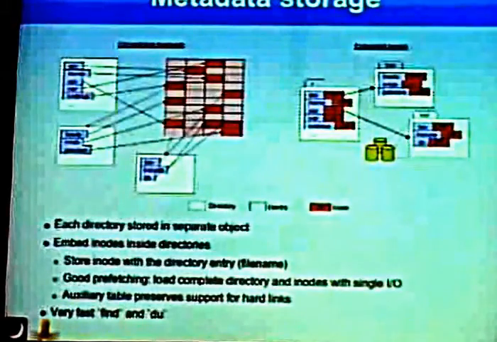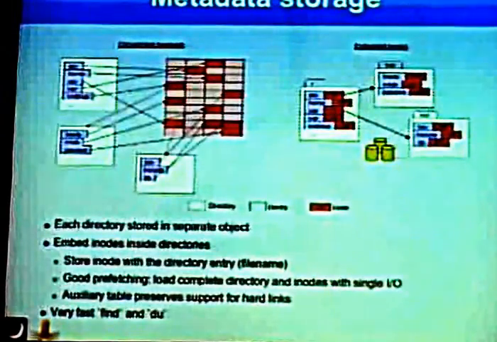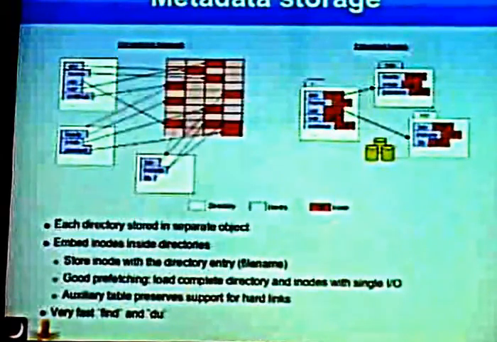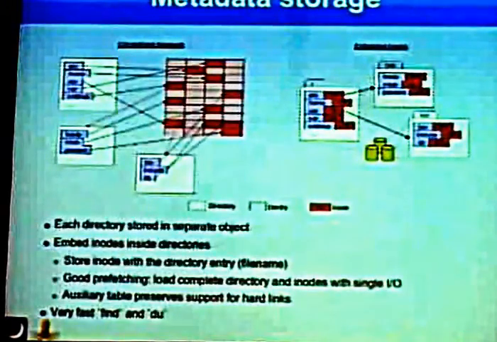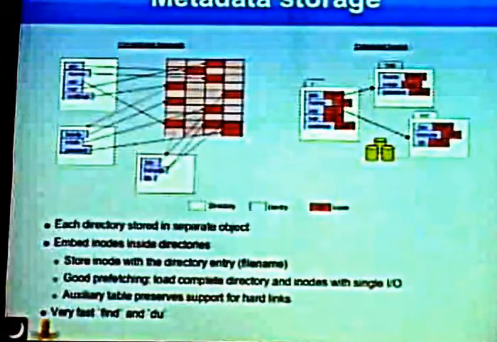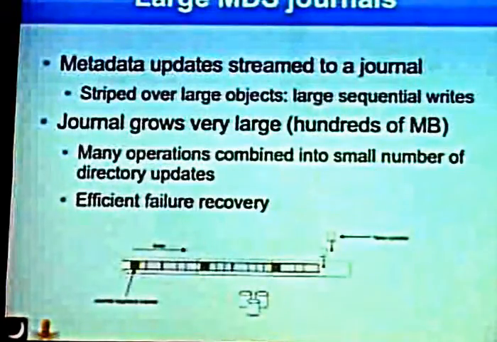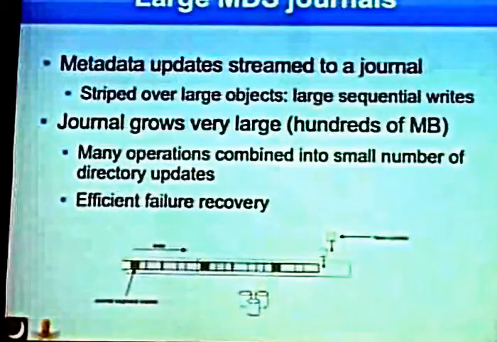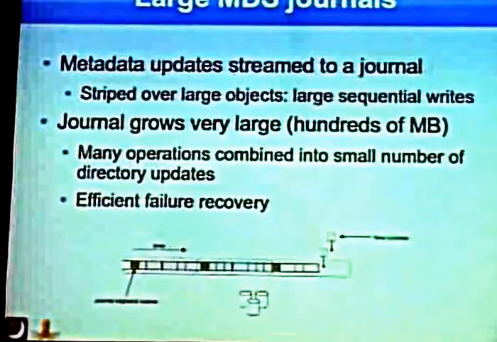The result is that you get very fast performance for things like find and du that have to scan this whole file system hierarchy and every single file, because they're just doing a few IOs per directory as they make their pass. The metadata servers maintain journals that they stream all updates to that part of the hierarchy to.